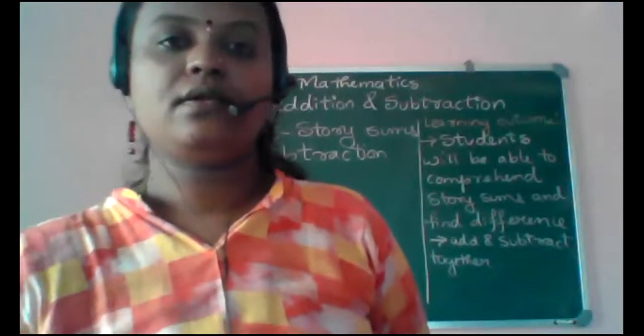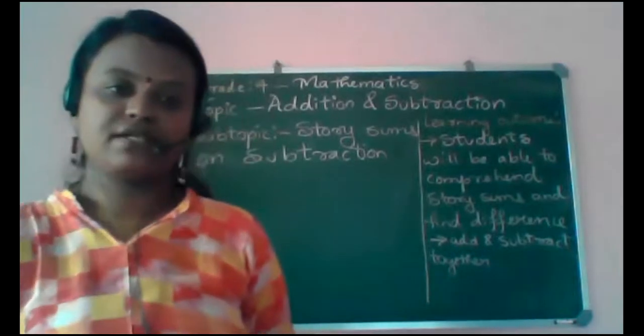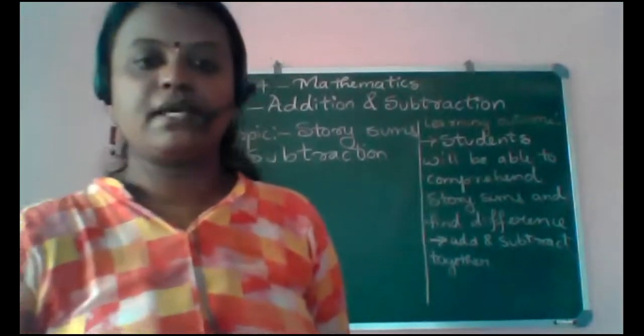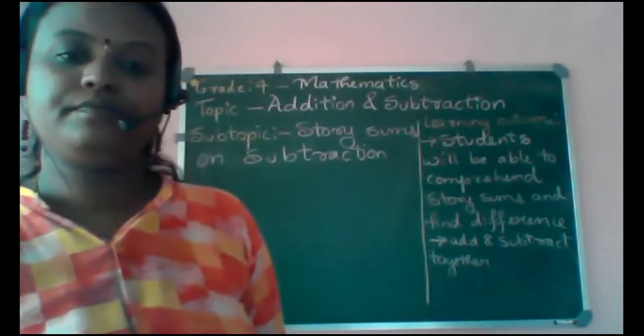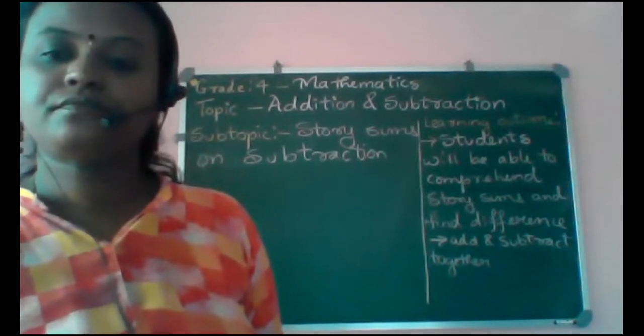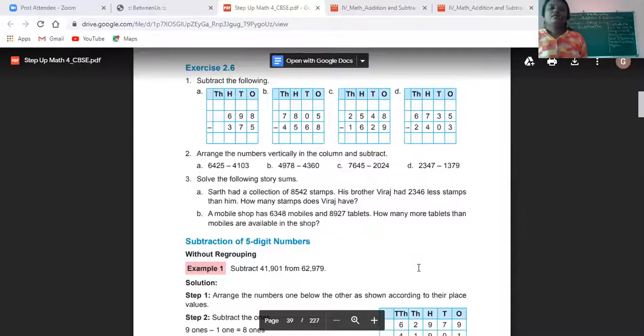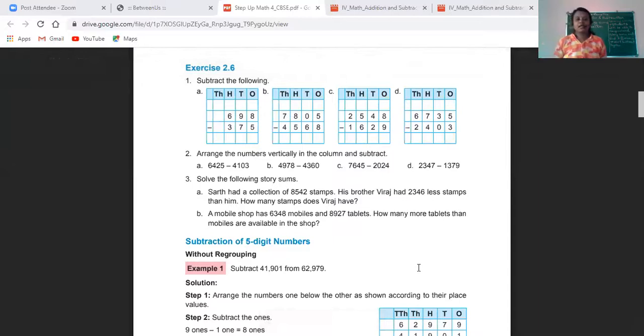Now let us solve some story sums on subtraction. So here are some examples in front of you. Sarth had a collection of 8,542 stamps. His brother Viraj had 2,346 fewer stamps than him. How many stamps does Viraj have?